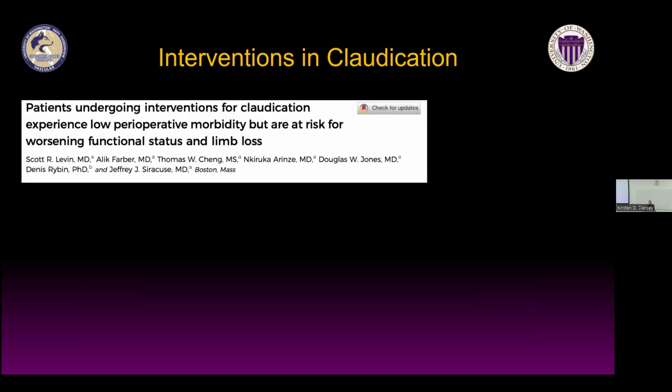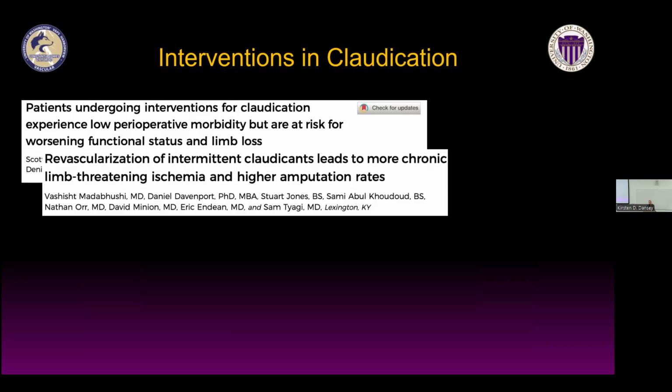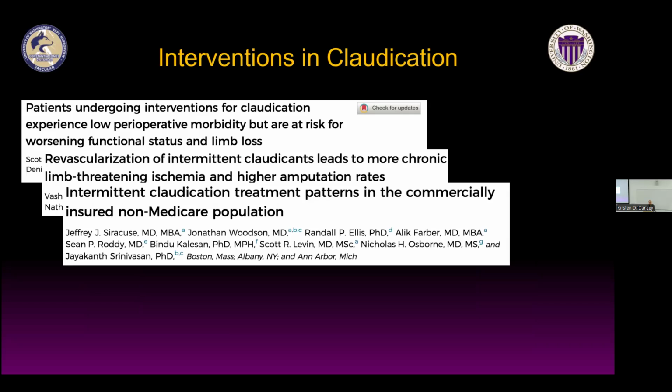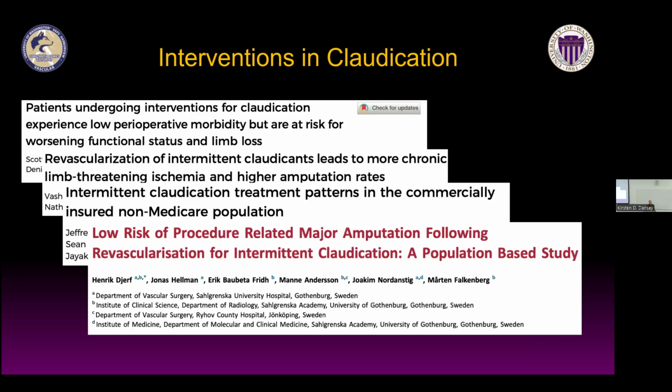There have been multiple studies that look at worsening functional status as well as limb loss with interventions for claudicants. So in general, my take-home message is if you don't have to intervene on the claudicant, I really try not to. And if the patient is smoking or not optimized on guideline-directed medical therapy, then I really avoid trying to do any type of procedure on these patients.